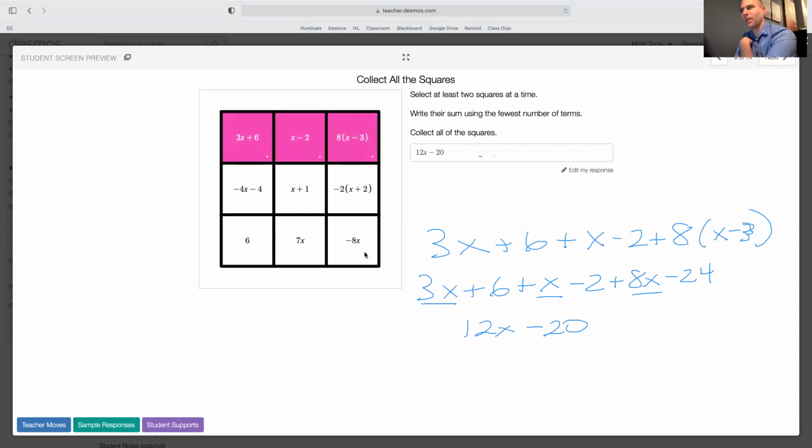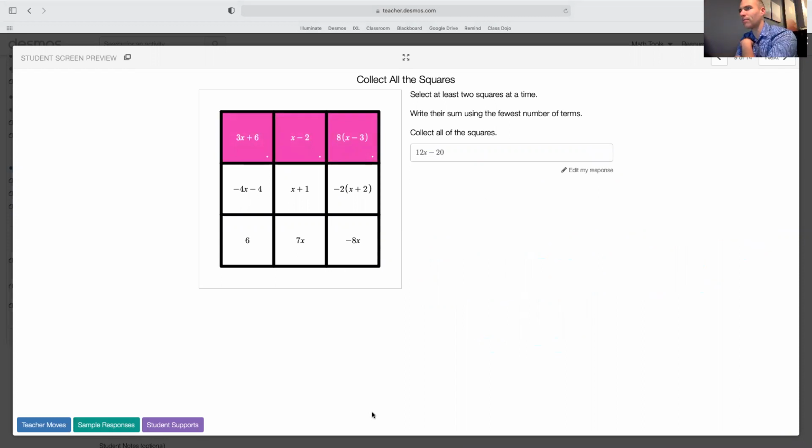Okay, so that's done. We got a nice pink color this time. So let's clear all that work. Let's do the next row. Negative 4x minus 4 plus x plus 1 minus 2 times x plus 2. So I could have written it as plus negative 2 times x plus 2, but I knew that plus negative and minus are the same thing. So it didn't really matter if I wrote it as minus 2 times quantity x plus 2 or if I had gone plus negative. Just depends on how you like it.